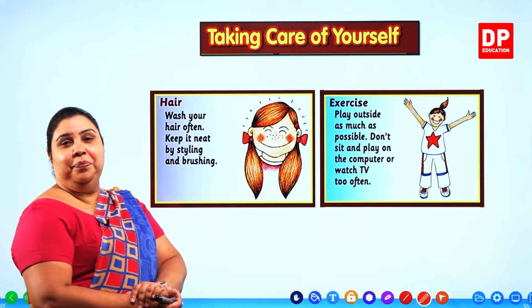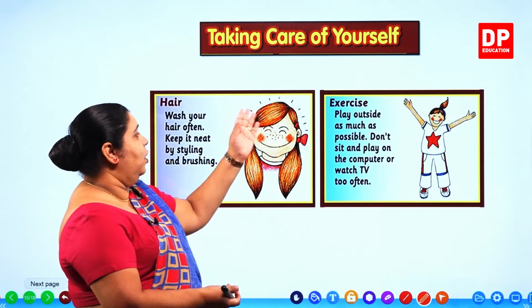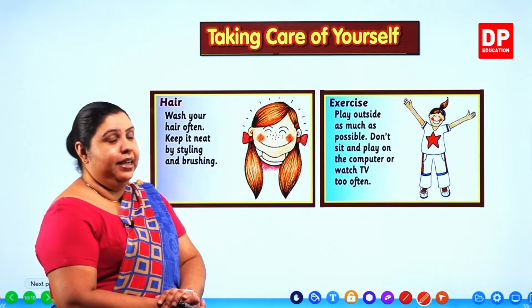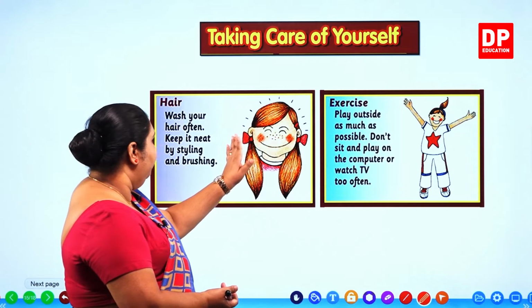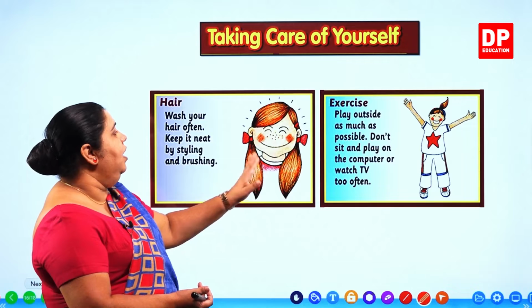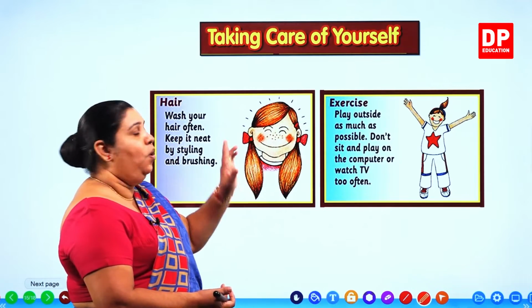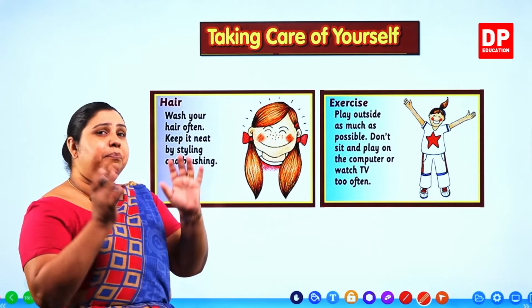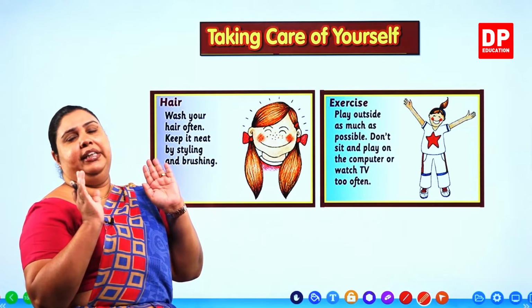Now can you see? Now this little girl is not having a big hair style here, but she has combed her hair properly. Keep it neat. Keep it brush your hair. Maybe you can tie it with a clip or a little bow like this. Keep it neat.